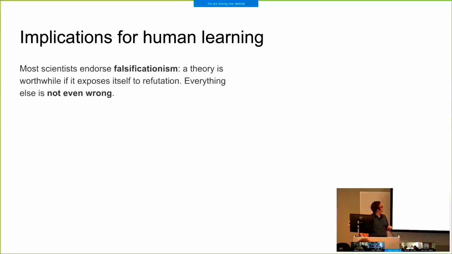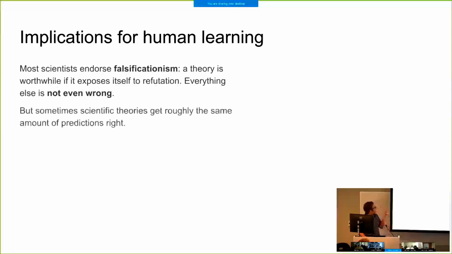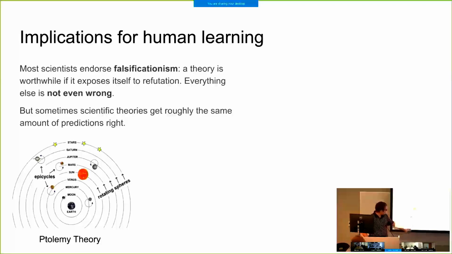Okay. So it turns out that this might not be the most sophisticated way to understand scientific theories. Sometimes scientific theories are wrong, but they get roughly the same number of predictions correct. So maybe we should move away from falsificationism and more explicitly compare a scientific theory to prediction functions from machine learning.